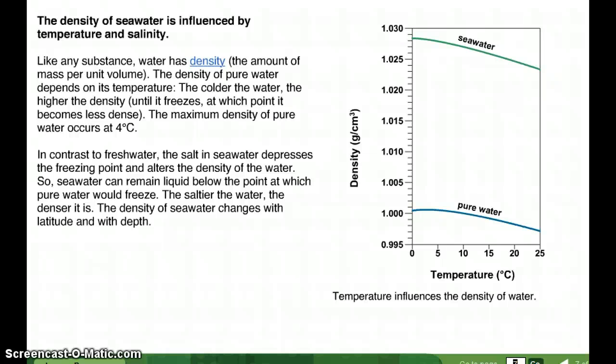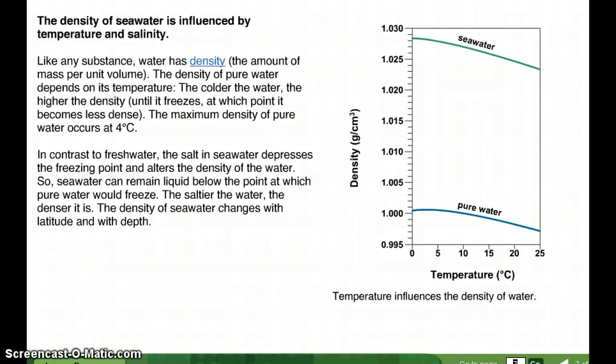The density of seawater is influenced by temperature and salinity. Like any substance, water has density, the amount of mass per unit volume. The density of pure water depends on its temperature. The colder the water, the higher the density until it freezes, at which point it becomes less dense. The maximum density of pure water occurs at 4 degrees Celsius.